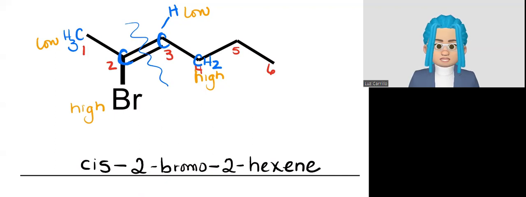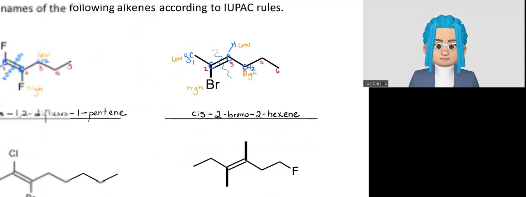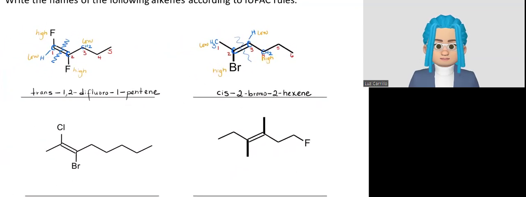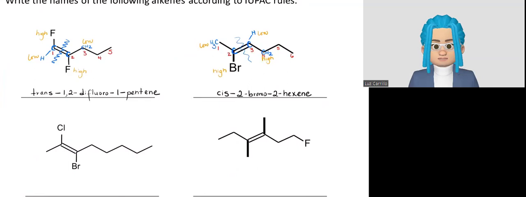Be aware that not every alkene needs a cis and trans configuration, but some of them do. Make sure that you practice with the other examples that we have on the slide.